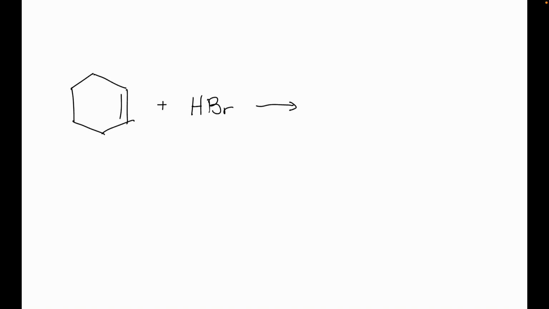Bromocyclohexane, yep. Okay, and so how I'm going to do this for all these reactions that we're going to study is I'm just going to color the carbons on either side of that double bond. Because what we're going to see is, again, these are addition reactions where we're going to have something being added to either side of that double bond.